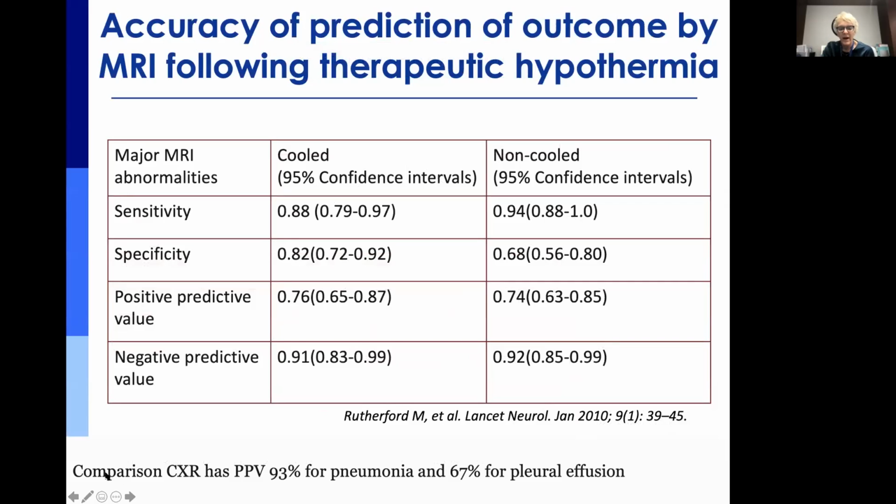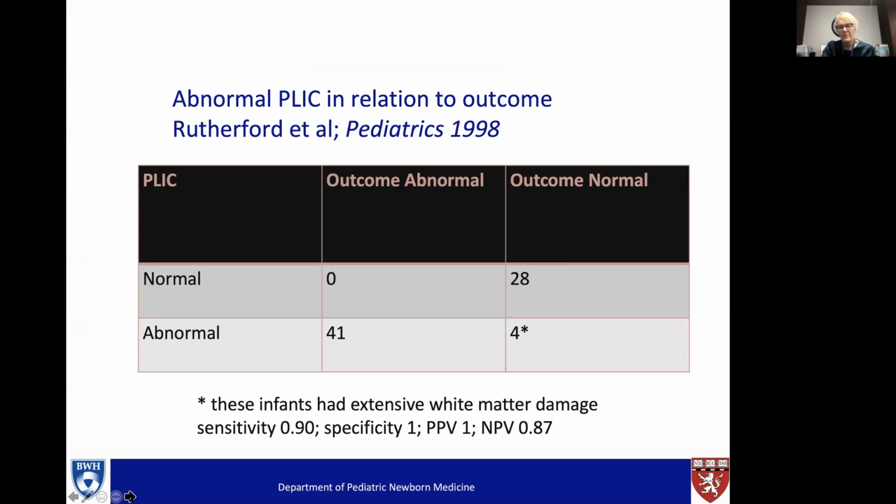How good is MRI at predicting these outcomes? It's actually very good. You can see whether you're cooled or non-cooled, it has very high sensitivity, pretty good specificity and positive predictive value, and a very good negative predictive value if the scan is unremarkable. And you can see how well, even for a positive predictive value, these compare to, say, a chest X-ray for pneumonia or pleural effusion, which you wouldn't question. So very powerful. Particularly powerful is this posterior limb of the internal capsule myelination for motor deficits.